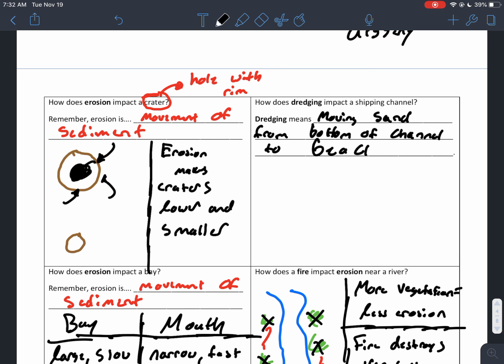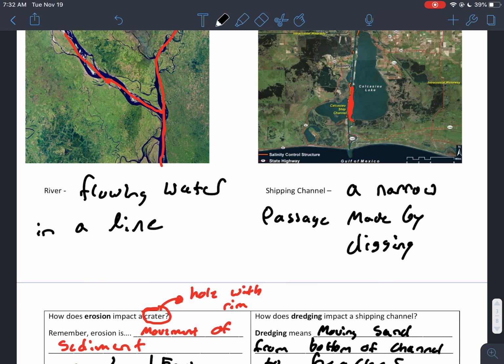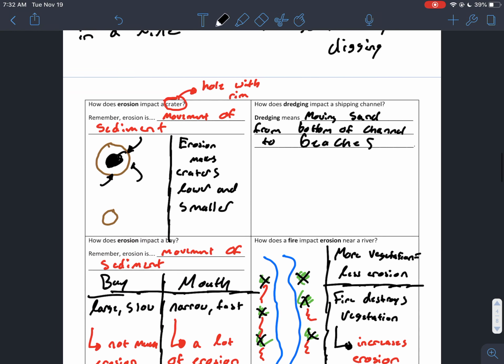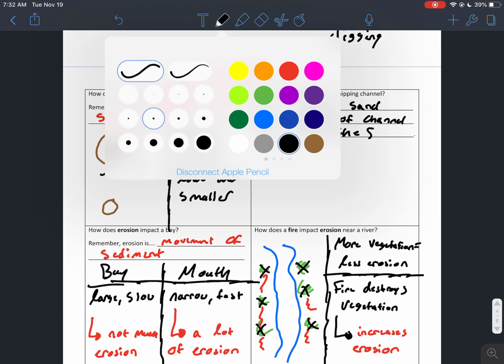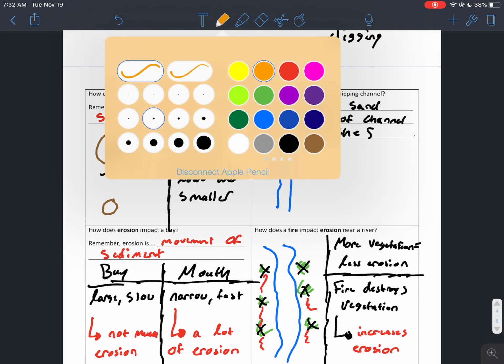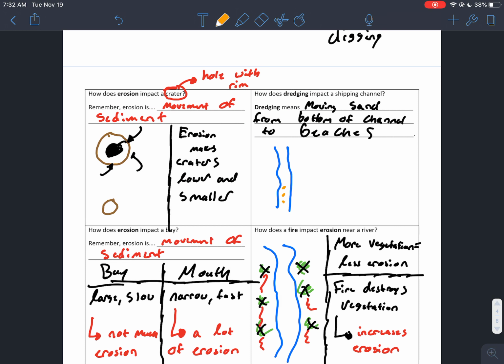Beaches. So on the channel, you've got the middle. Right here, you got the narrow passageway. And then on the sides of it, you have lots of sand. So let's draw ourselves that. I'm going to draw a river. Or this is a channel, I'm sorry. And then on the bottom, I'm going to draw like these few pieces of sand. On the sides, I'm going to draw beaches. Okay, so do this however you can. I know you don't have color. Just get yourself a drawing that makes sense to you, okay?